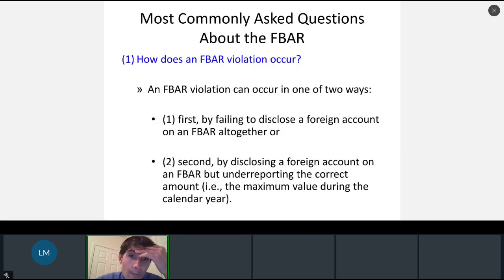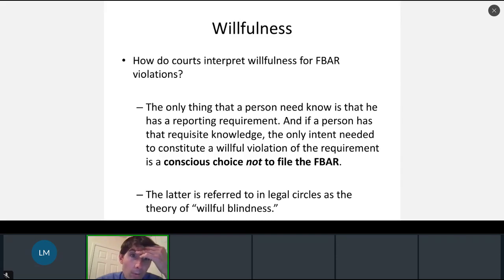All right, so now we come back to this element of willfulness. How do courts interpret willfulness for FBAR violations? Well, this is pretty much the traditional approach. They find that the only thing that a person need know is that he had a reporting requirement. And if a person had that requisite knowledge, the only intent needed to constitute a willful violation of the requirement is a conscious choice not to file the FBAR. If this language sounds familiar, you might recall studying it in one of your Crim Pro or Crim Law classes back in law school, because it's commonly referred to in legal circles as a theory of willful blindness.